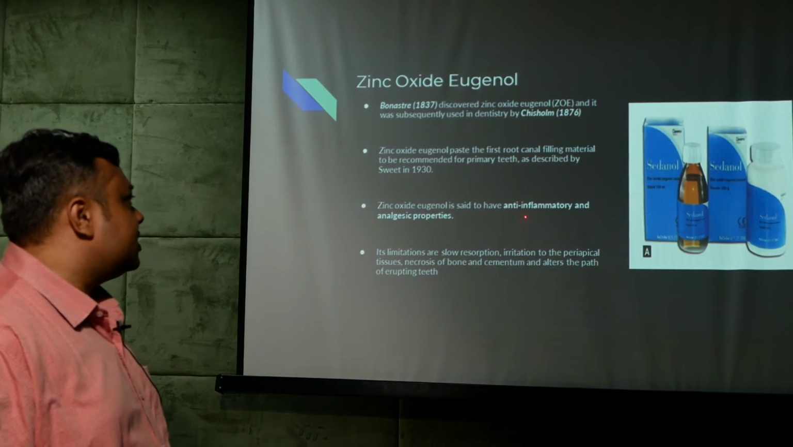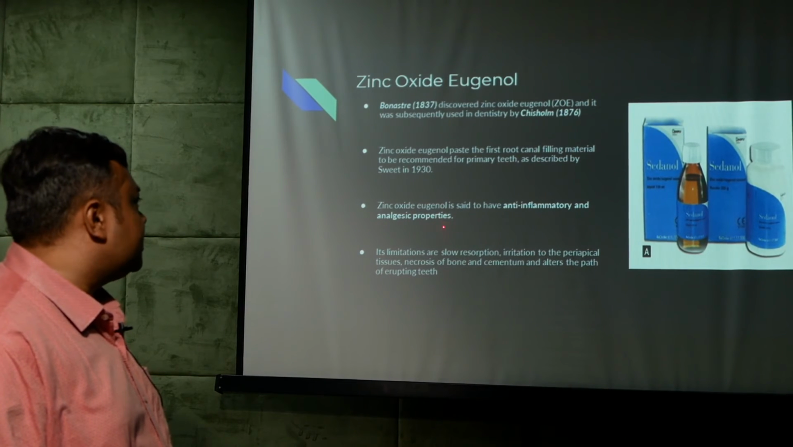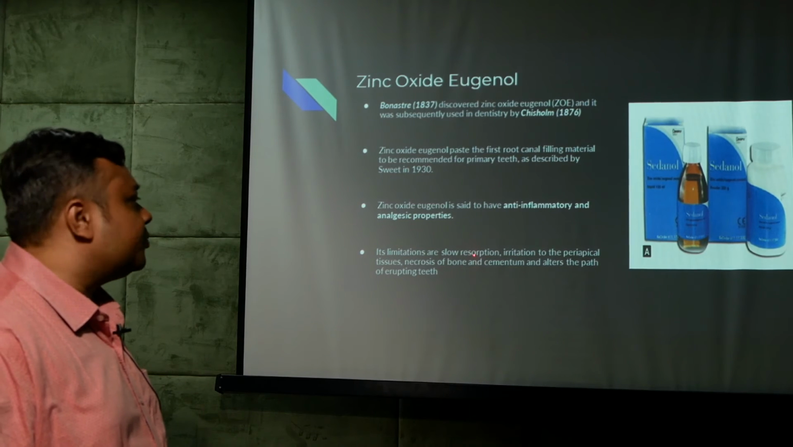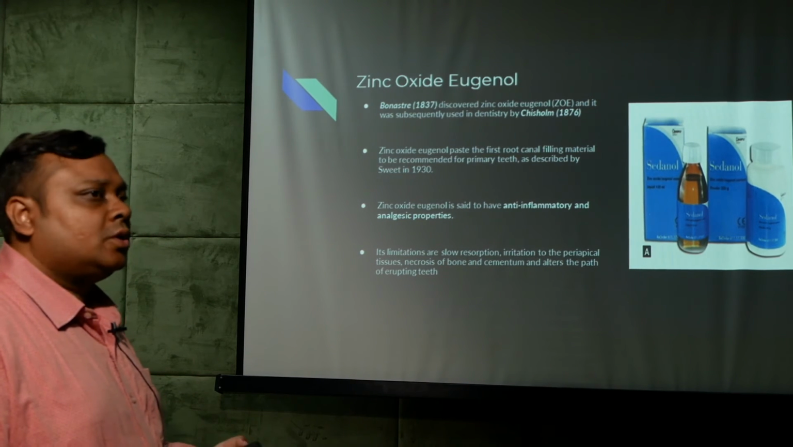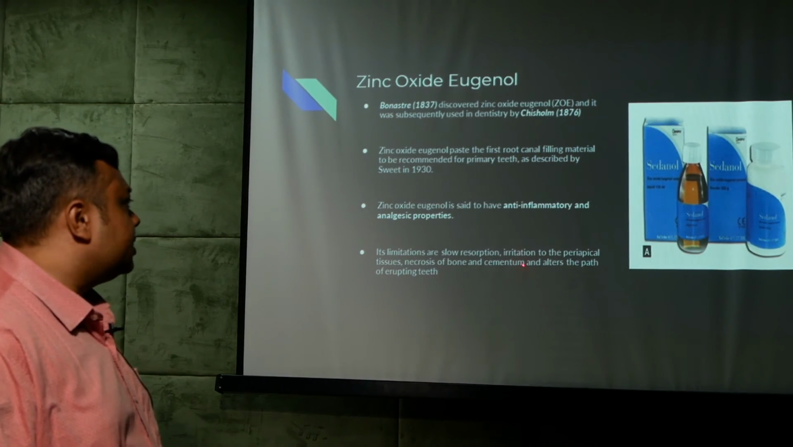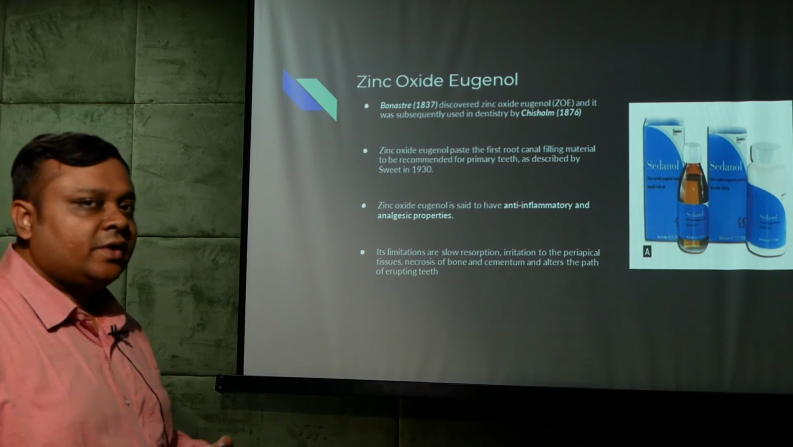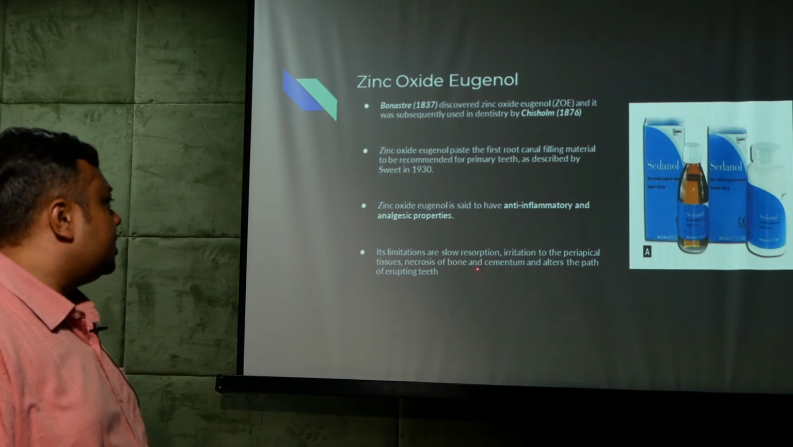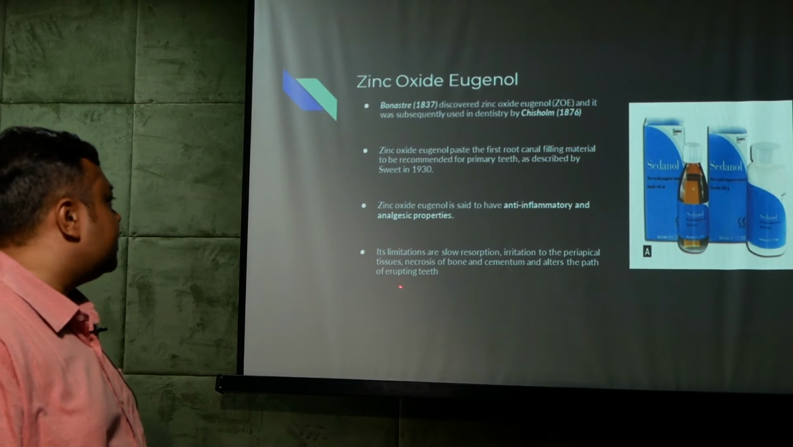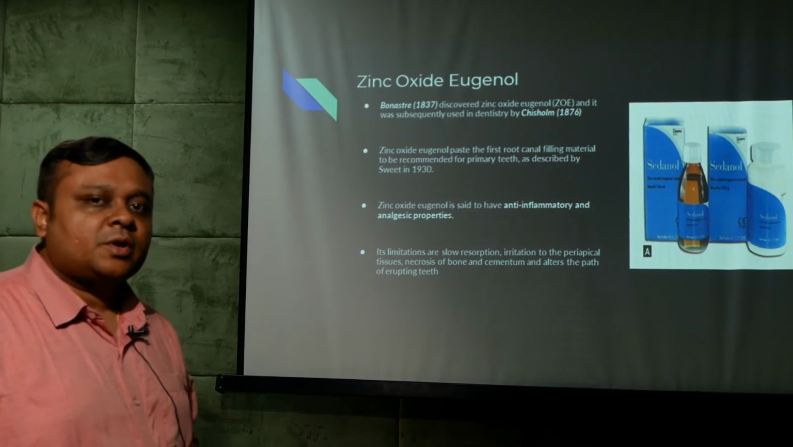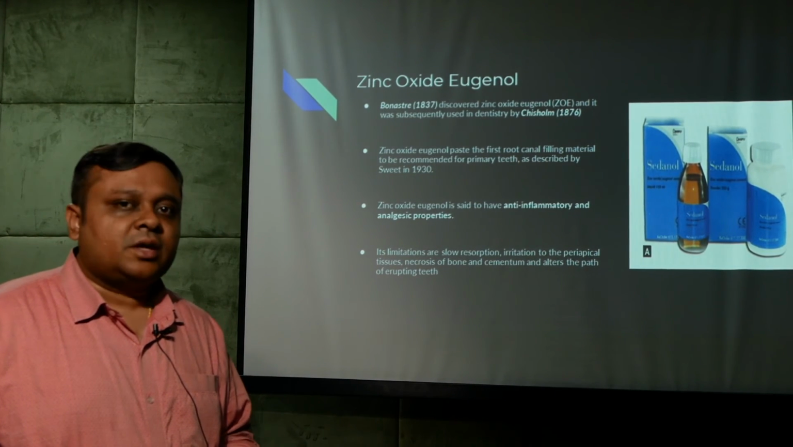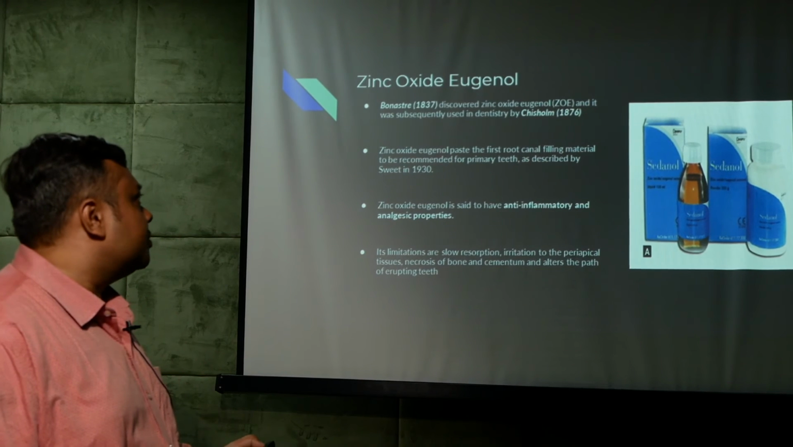It has anti-inflammatory and analgesic properties, but there are certain limitations. It has slow resorption as compared to the resorption of the radicular tooth structure, and irritation to the periapical tissues. If it goes beyond the apex, it irritates the periapical tissues. It can cause necrosis of bone or cementum and alter the eruption of the permanent tooth also. These are certain limitations, but still it is considered to be the best root obturation material.